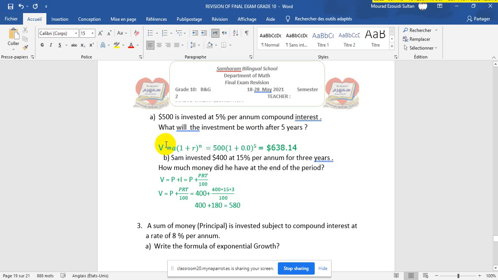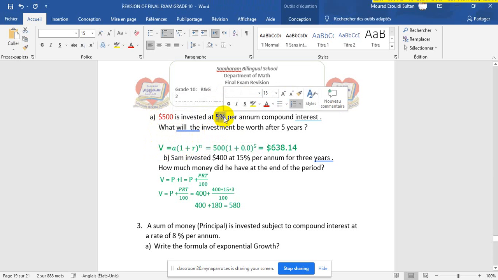So V means new value. A is the principal. The principal is $500. Clear? Then multiply by 1 plus R, all to the power n. R here is the rate. n is the number of years, which is 5 here. You can see, after 5 years.